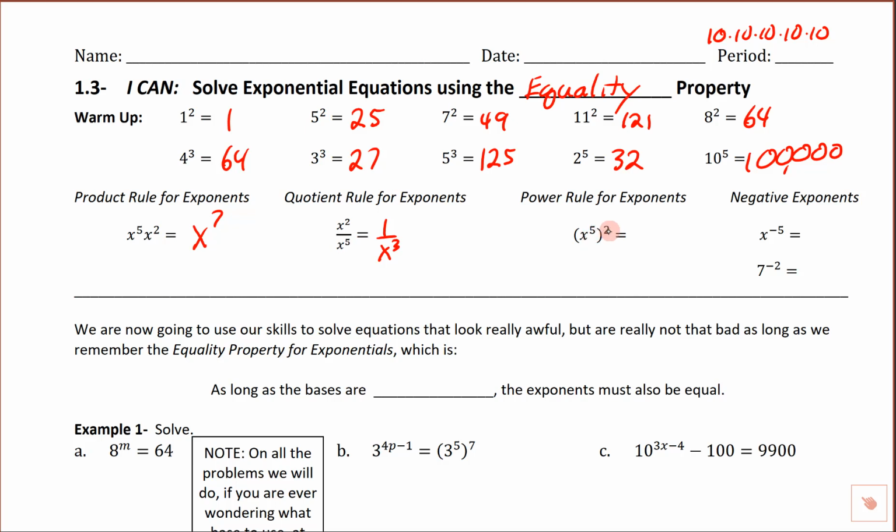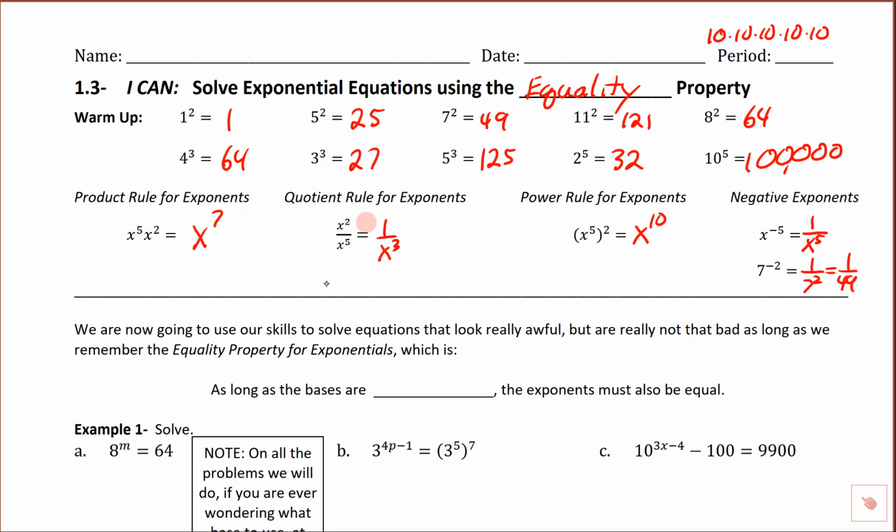If we've got a power raised to a power, we multiply those exponents. So this is going to be x to the 10th. And then, of course, with negative exponents, the negative in an exponent means reciprocal. So what we're going to do is take this and move it from the top to the bottom. By moving it from top to bottom, it just changes the sign of the exponent. It's still x to the 5th. We just don't have a negative on it anymore. So this would be 1 over 7 squared, which if we simplified would be 1/49th.